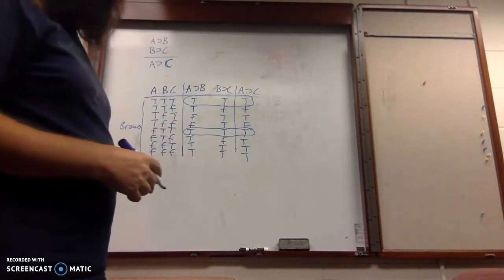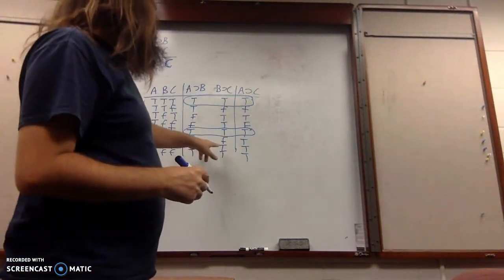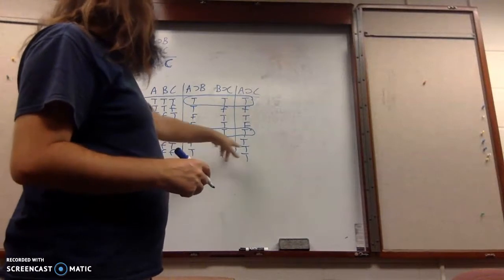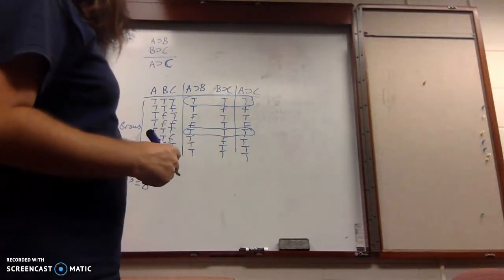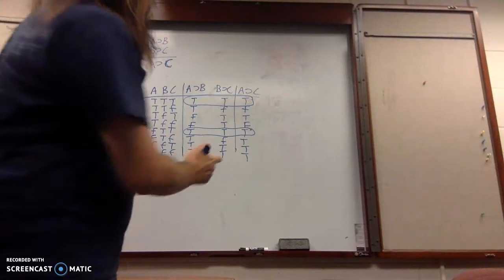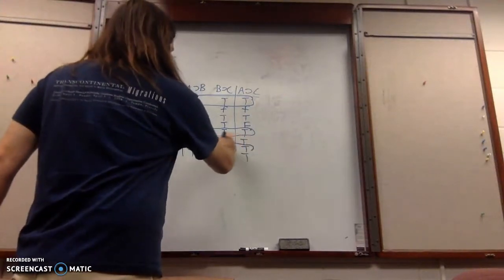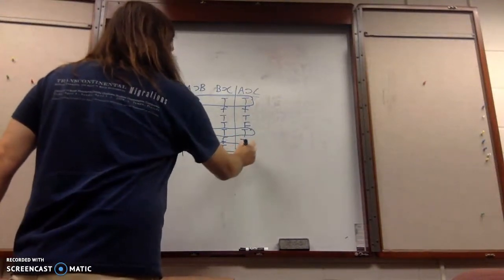So, we also circle this one. And finally, look here on the bottom. You have two more rows where both premises are true. So we'll circle these.